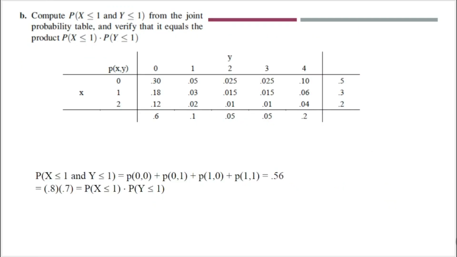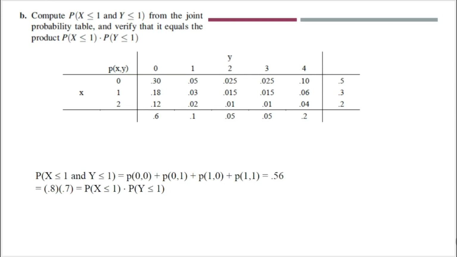And then for part B, they're saying now compute the probability that x is less than or equal to 1 and y is less than or equal to 1. So x and y, at the same time, must satisfy this condition that they're both less than or equal to 1. So the easiest way to do it is to just cancel out things in the table.